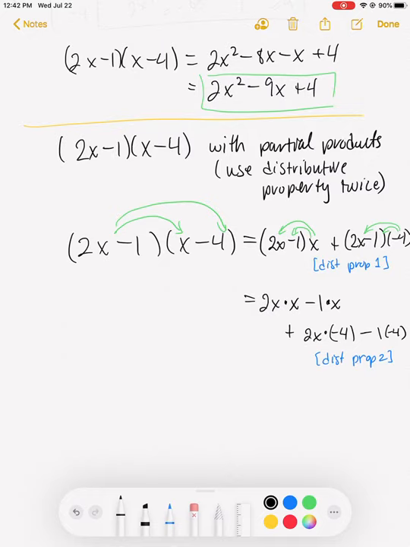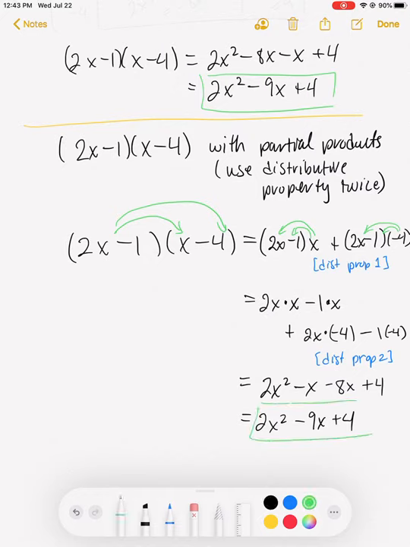Now let's go ahead and simplify by combining like terms. First, we will go with the 2x squared, and that's minus 1 times x, so it's going to be minus x. The 2x times negative 4 is going to be minus 8x, and then the minus 1 times minus 4 is going to be plus 4. And I combine these like terms to get 2x squared minus 9x plus 4.